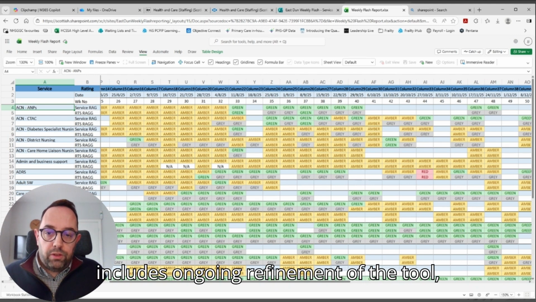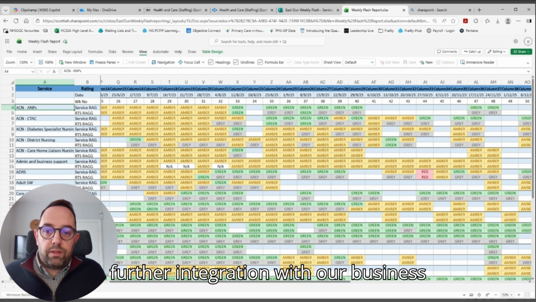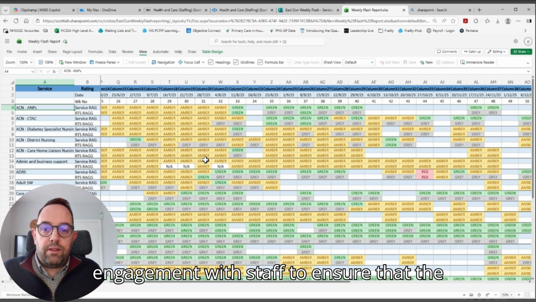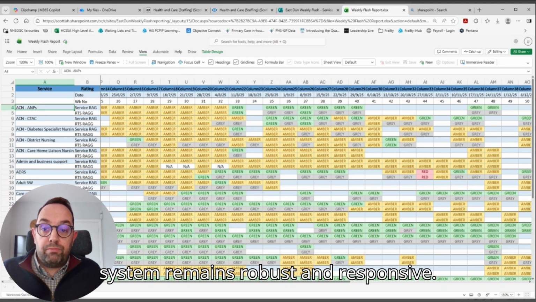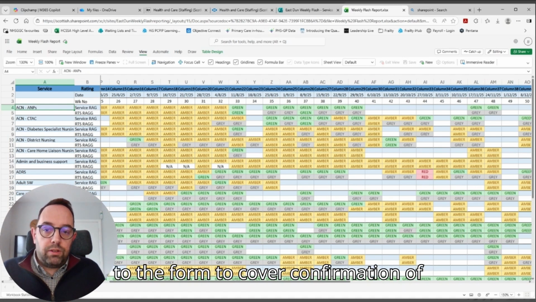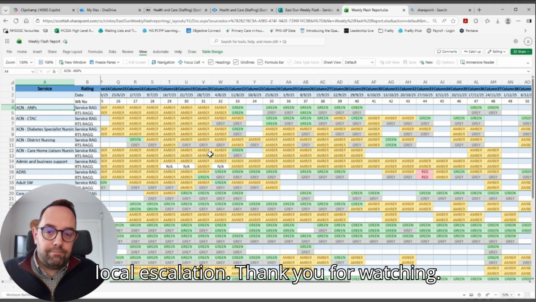Our next steps include ongoing refinement of the tool, further integration with our business continuity processes, and continued engagement with staff to ensure that the system remains robust and responsive. And we're already looking at ways to add to the form to cover confirmation of local escalation.